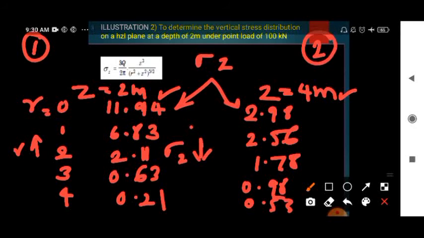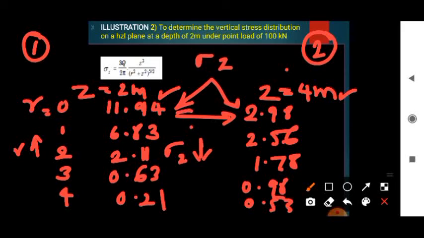Observation number 2 is when we take the depth as an important factor. As we go from a shallow depth to a deeper depth, that is 2 meter to 4 meter, the magnitude of the vertical stress decreases. So these are the two important observations that can be made from this particular illustration.